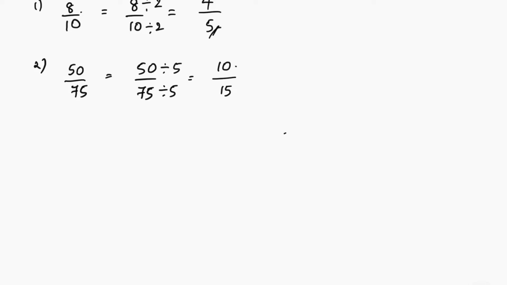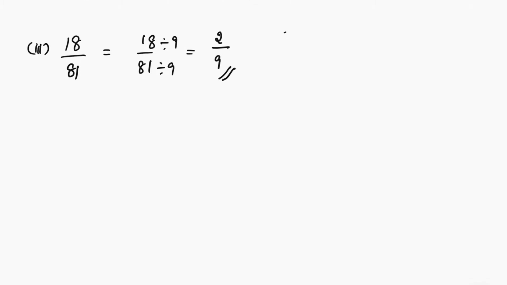Again, 10 by 15 can be divided. Both 10 and 15, I can divide with which number? I can divide it with 5 again. Right? So, 10 divided by 5 is 2, 15 divided by 5 is 3. So, you will get it as 2 by 3. That will be your final answer.